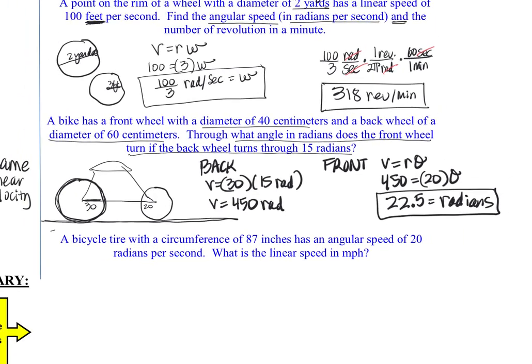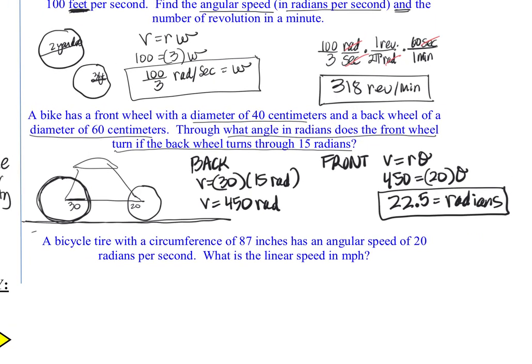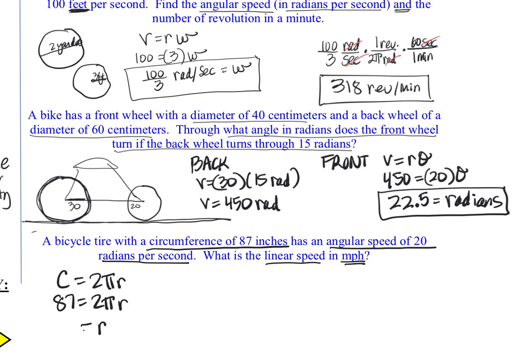Okay, so we have a bicycle tire with a circumference of 87 inches, and they give us an angular speed in radians per second. We want the linear speed. Oh no, they're changing our units to miles per hour. Okay, circumference is 87. So remember, circumference is 2 pi r. So we got 87 equal to 2 pi r. So r has to be 87 over 2 pi.